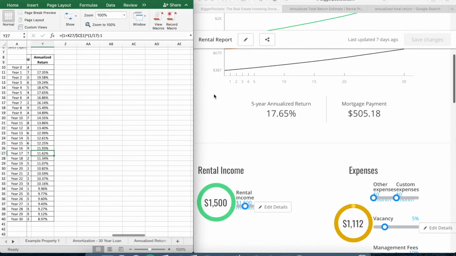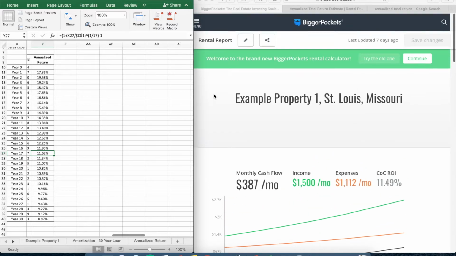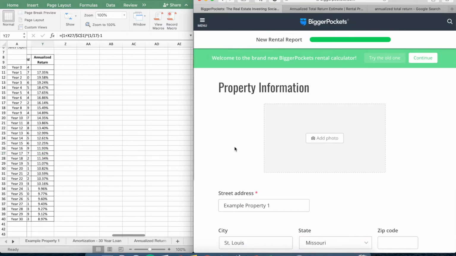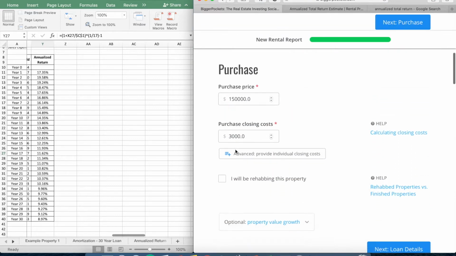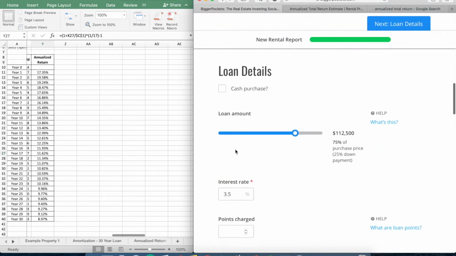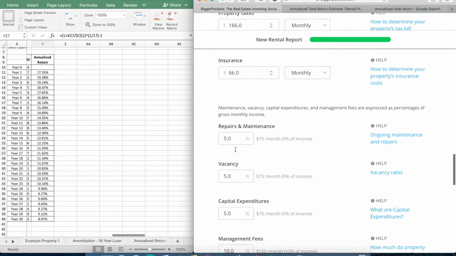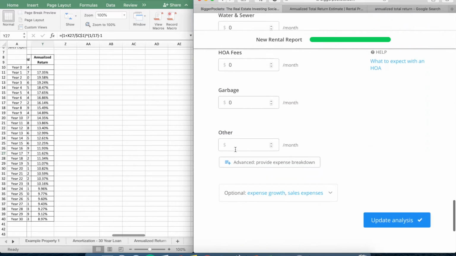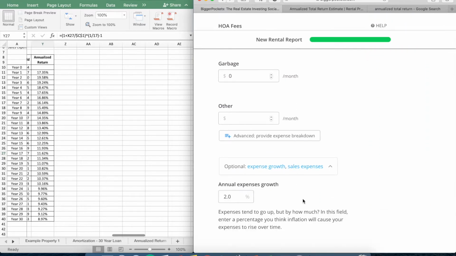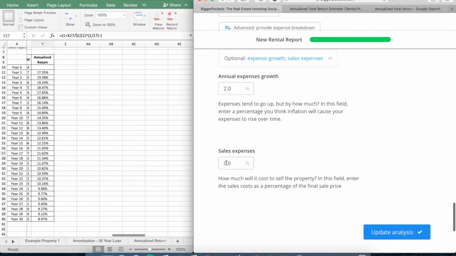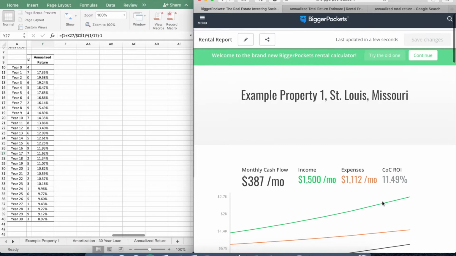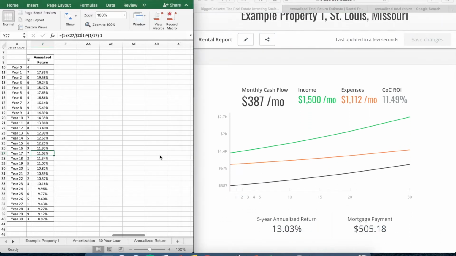However, in that video, I didn't take into account any sales expenses. So I'm going to go and edit this report, and I'm going to keep all the values the same. I'm going to scroll through them slowly so that you can look at them to see what they are. Now for the optional sales expenses, right now it's 0. I'm going to bump that up to 10%. When I update the analysis, it says that the 5-year annualized return is 13.03%.